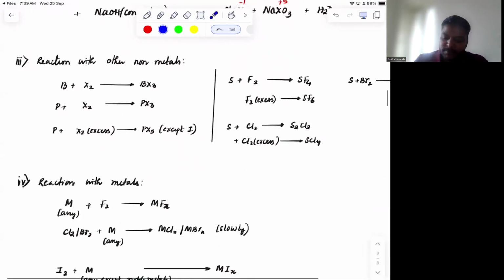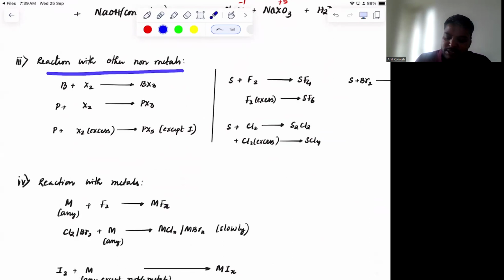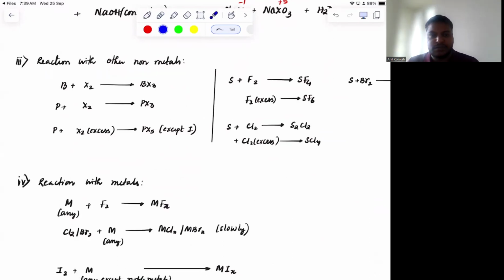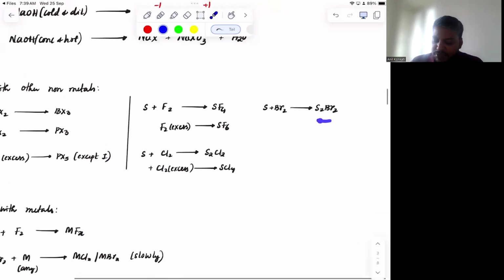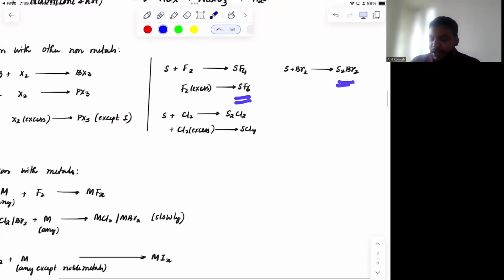Next, you see the reaction with non-metals. What is the reaction with non-metals? So B plus X2 becomes BX3. Phosphorus plus X2 becomes PX3. If you add excess, it will go up to PX5 also, except iodine. S plus F2 will become SF4. S plus Br2 will become S2Br2. With excess of fluorine, it will become SF6. S plus Cl2 will become S2Cl2 or SCl4.